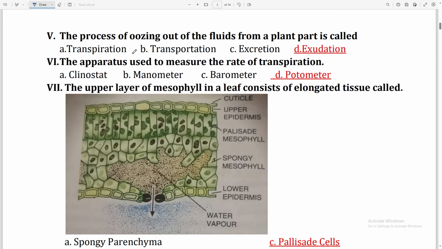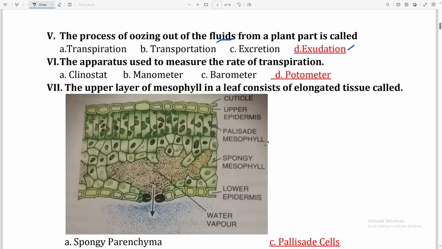Fifth, the process of oozing out of the fluids from a plant part is called exudation. Because it is not asked water droplets or water vapors, it is mentioned about the fluid. The fluid, so the answer is exudation. The apparatus used to measure the rate of transpiration is the potometer.